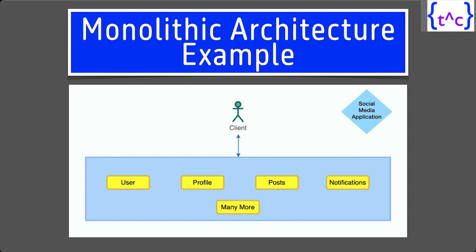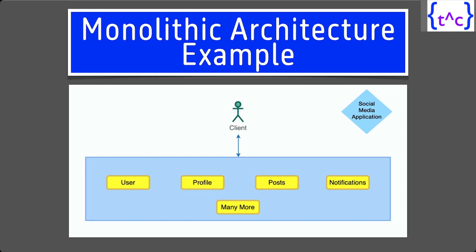You take an example of Facebook or Twitter or LinkedIn. Any social media application will have at bare minimum these many functionalities. It will have users, and then for those users, it will have users' profiles. For those users, it will have users' posts, then notifications for those users, and many other features, right? And who is interacting with this social media application? There is a client.